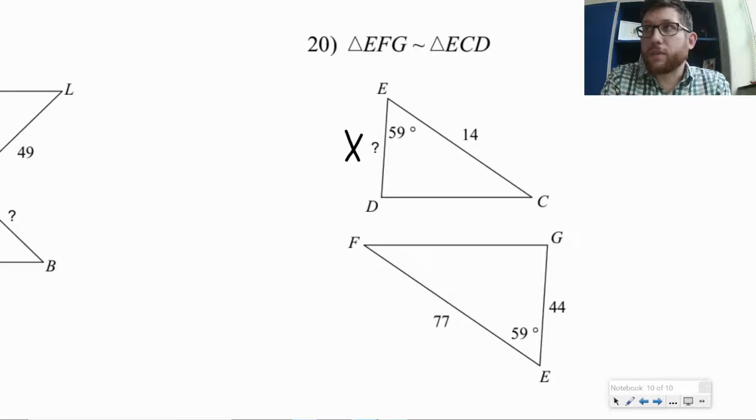Now here's the key thing to remember. When we're dealing with sides of similar triangles, we don't want equal sides, we want proportional sides. So we're going to set up a proportion to solve for x. So let's go ahead and do that.